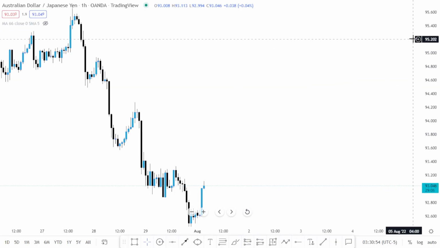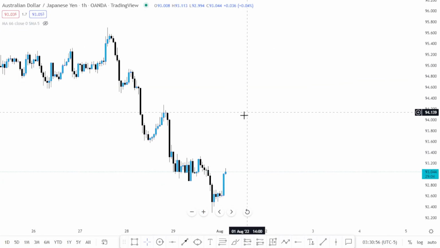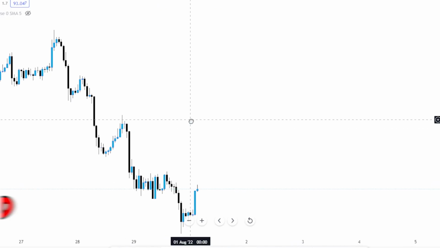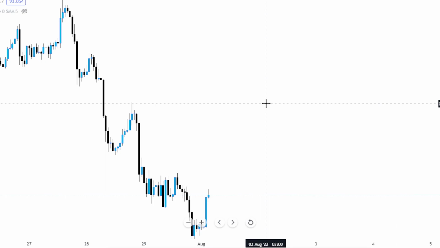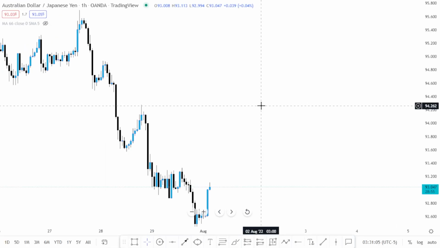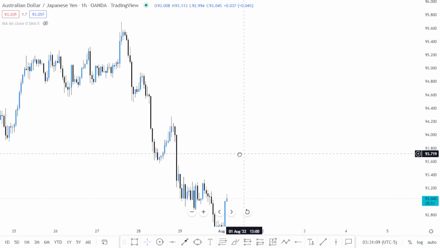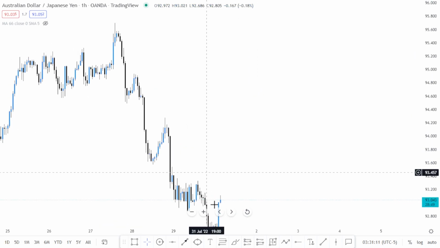So currently we are taking a look at AUD/JPY, and this market is in a beautiful downtrend, man. You should be able to figure this one out. This one is so clear. Structure is so clear right here. Structure is so clear. So we're gonna start from this point.